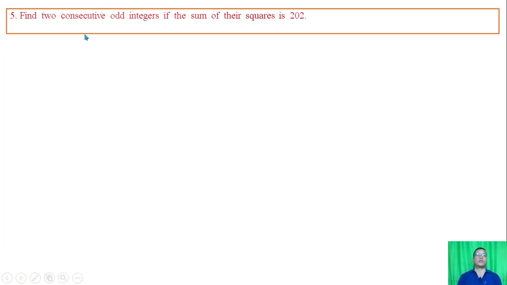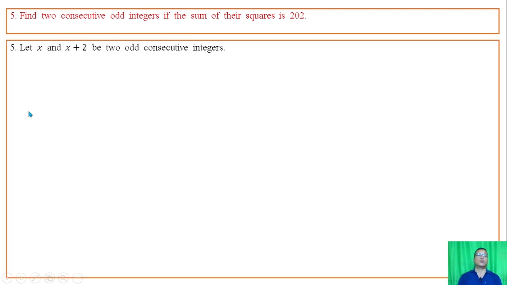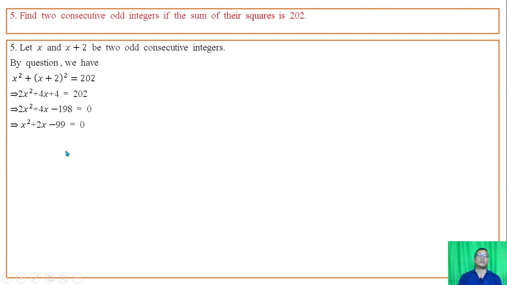Question number 5. Find two consecutive odd integers if the sum of their squares is 202. Let x and x plus 2 be two consecutive odd integers. By question we have x square plus (x plus 2) whole square is equal to 202. Expand and simplify. We have this. Transfer this to this side and divide each term by 2. We have this. Factorize this so that we get (x plus 11) into (x minus 9) equal to 0.